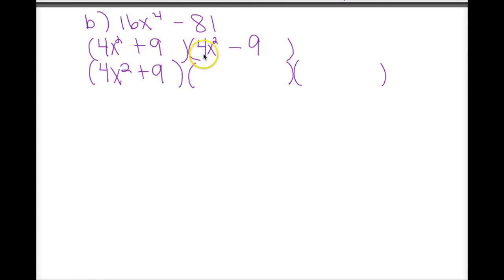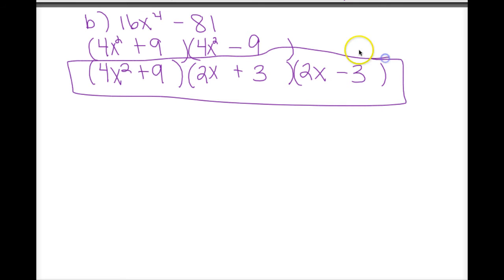So now I do the exact same pattern that I just did from here to here again. So the square root of 4 is 2. Square root of x squared is x. One gets a plus, one gets a minus. Square root of 9 is 3. Now I know that I'm done because these are linear. And so that's my final answer.